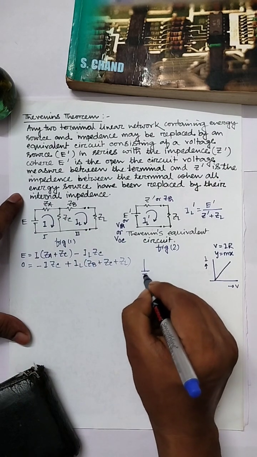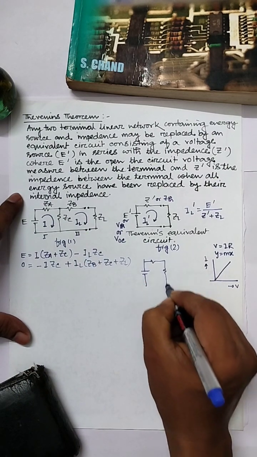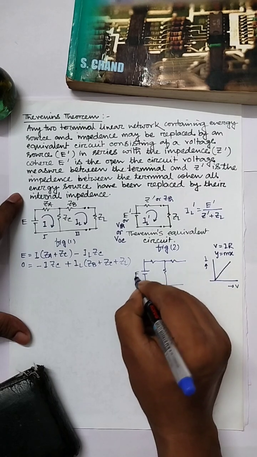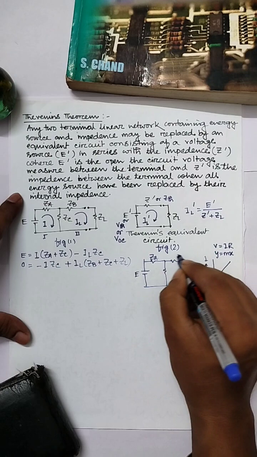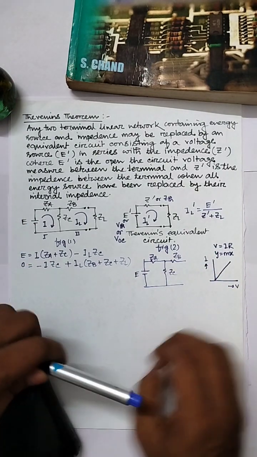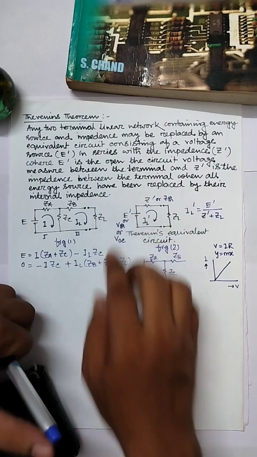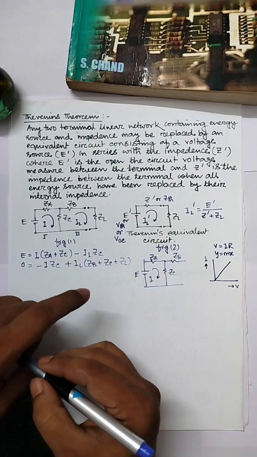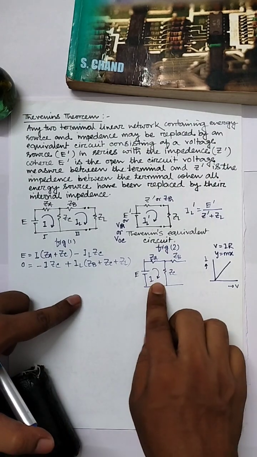So if we remove the load resistance, the circuit is this. Just remove the load resistance. So this is E, ZA, ZB, ZC. To find E dash, we have to remove the load resistance. That means the current flowing through the main circuit, mesh 1, is I.